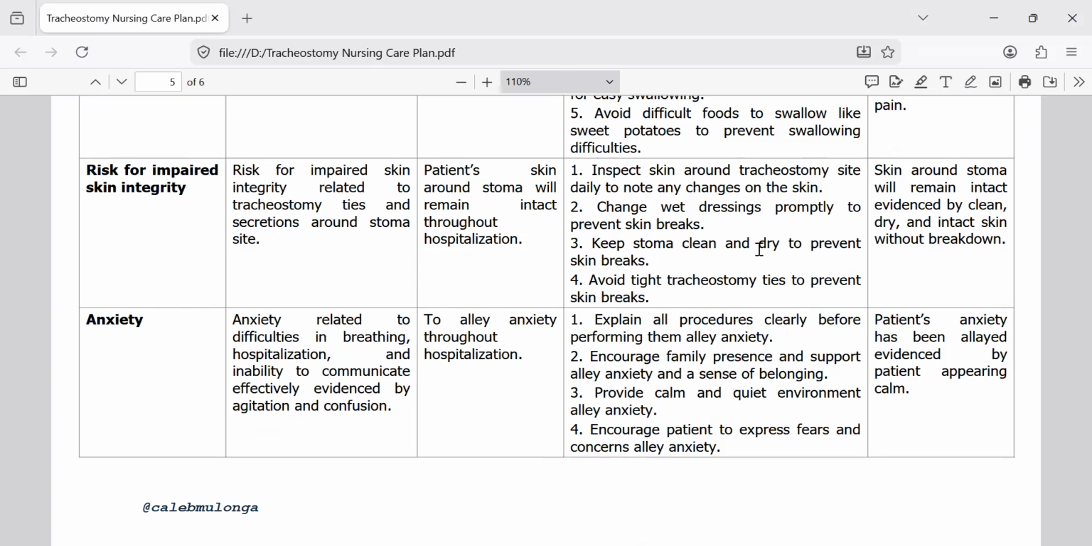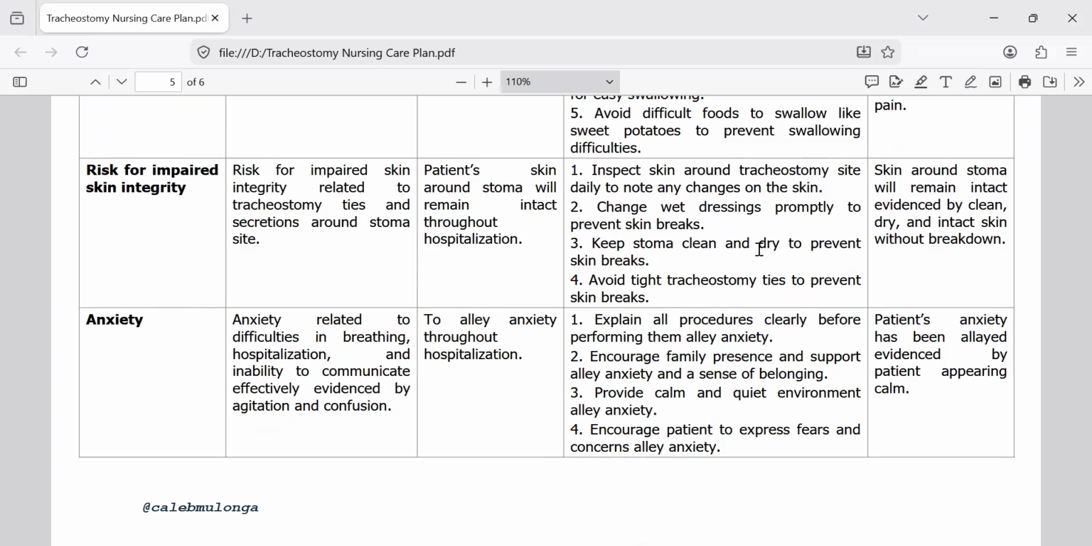Again, it is okay to say this anxiety is related to difficulties in breathing, hospitalization, tracheostomy tube, inability to communicate effectively. The evidence, please. Agitation and confusion is okay. Asking too many questions is okay. But remember, in tracheostomy, it will be difficult for the person to verbally communicate. So it is easier to say the patient will be agitated, the patient will be confused. Okay, the patient will write down a lot of questions asking about their condition. They are anxious.